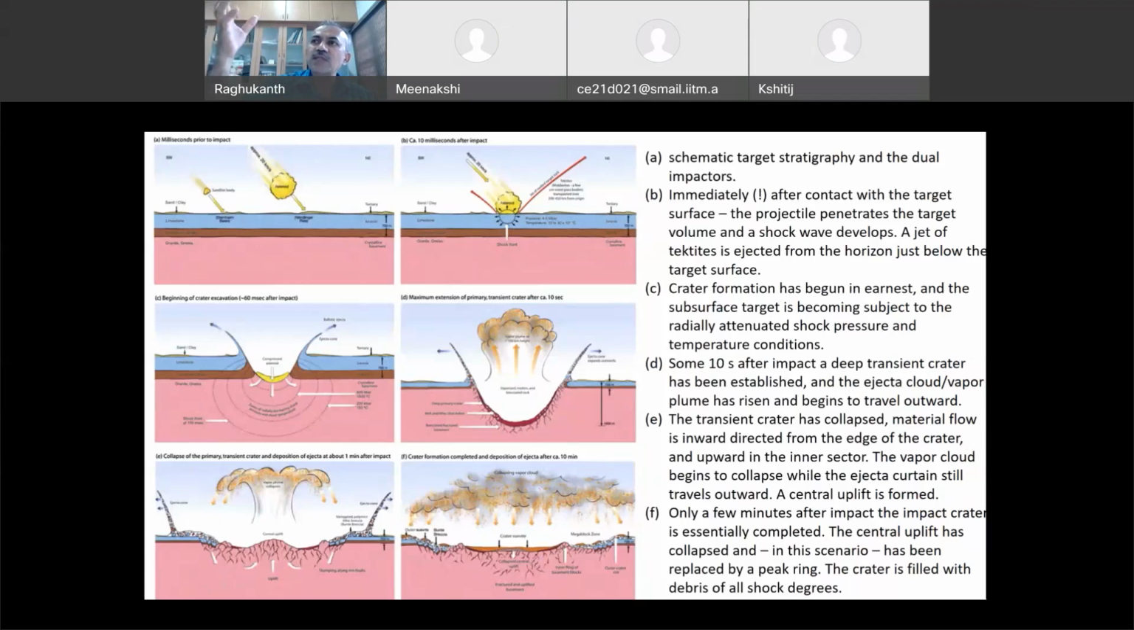So if you go by Steno's laws of stratigraphy and you don't know that it is an impact crater, the topmost is the youngest. Those rules will also have a problem when we are dealing with an impact crater itself.